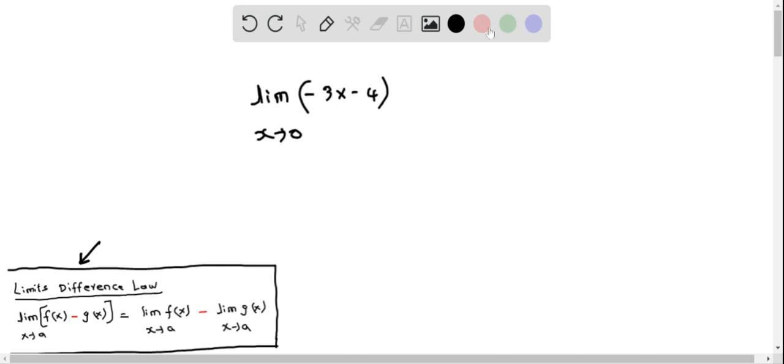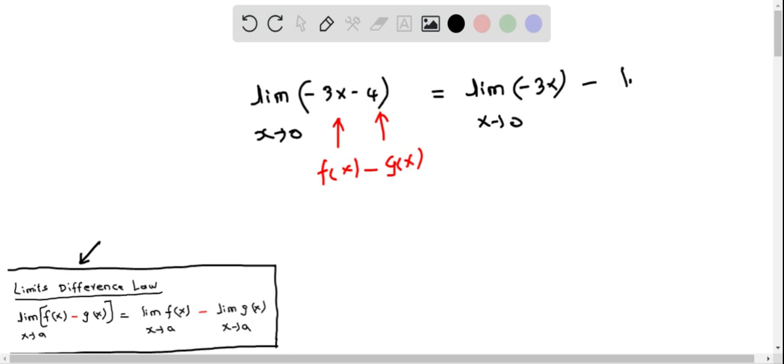So first I'm going to consider this negative 3x as f of x and this 4 as g of x. So which means I can apply this limits difference law. So in the first step I can write down this as a limit of negative 3x, x approaches 0, minus limit of 4, x approaches 0.